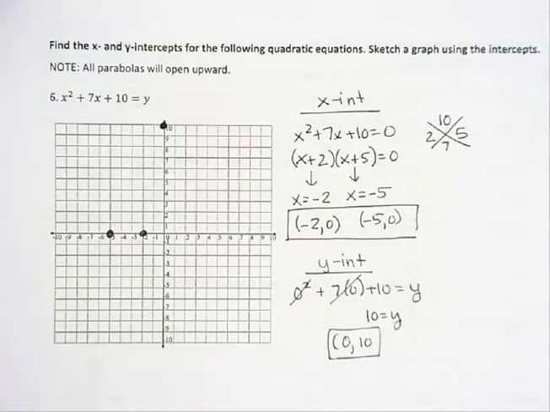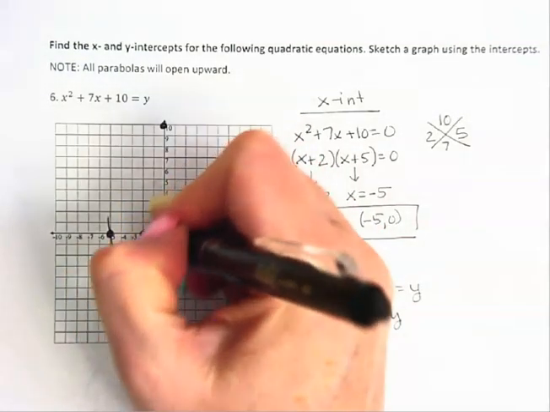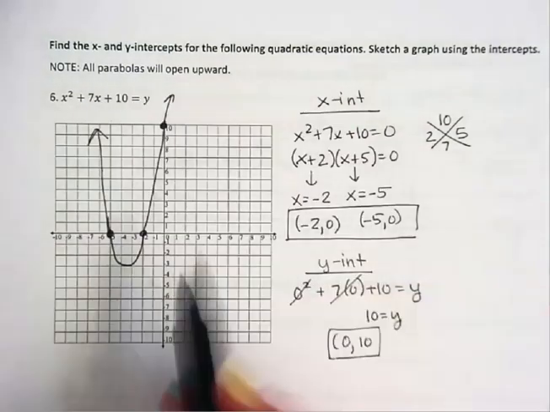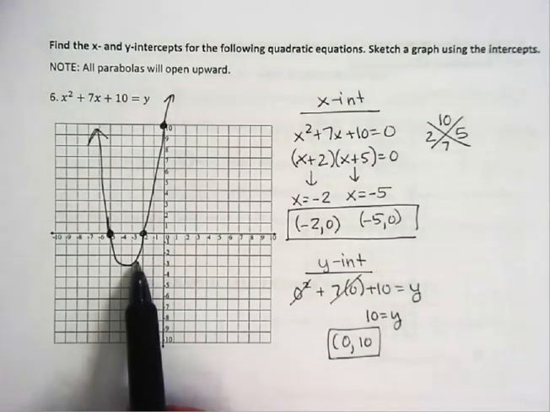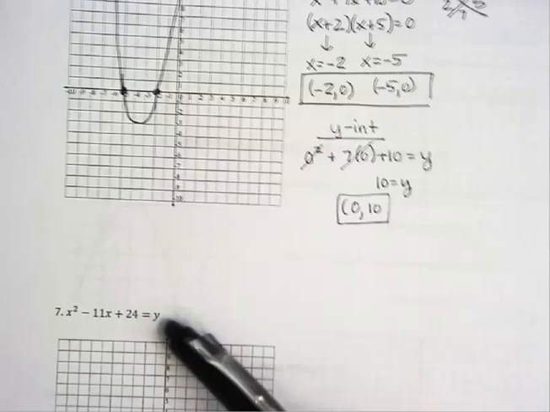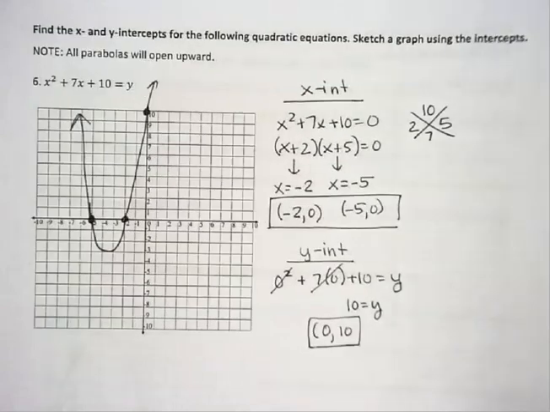And then we just draw a parabola through those that opens upwards. Again, we don't know exactly where this turnaround point is, but that's something we're going to talk about next week. And then you do number 7, this one, on your own. Check with the PDF in your Google Classroom. And we have one more problem on the back to do.